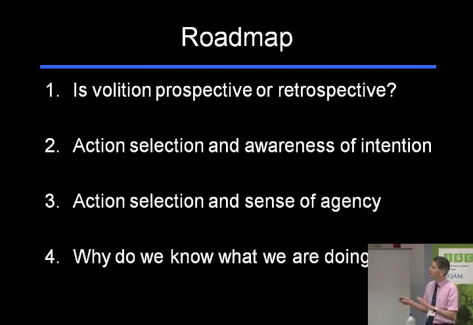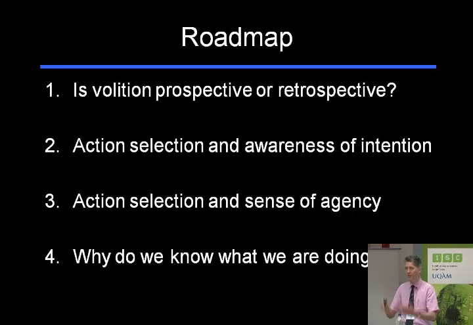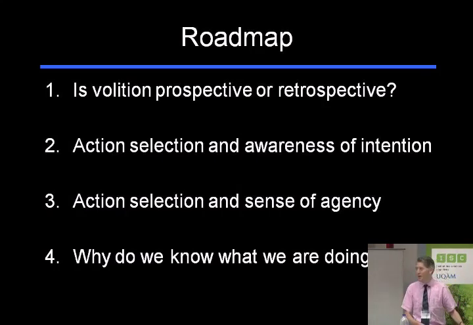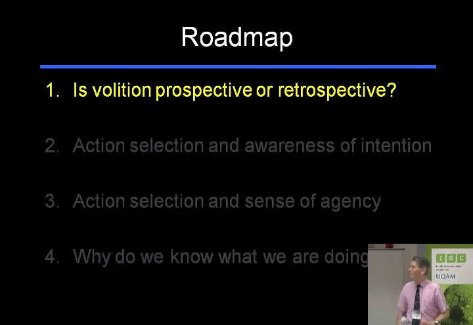I'm then going to move from talking about volition and intention to talking about agency. And agency refers to the sense that you are in control both of your own bodily movements and also of events in the external world. So when you press the button and the slide changes, or when you press the button and the light goes on, you may have a sense of agency, and I'll talk about the role of action selection in developing a sense of agency. And then we were invited to make problematic causal speculations, so I'll try and do that at the end, but there's only one slide. So, is volition prospective or retrospective?